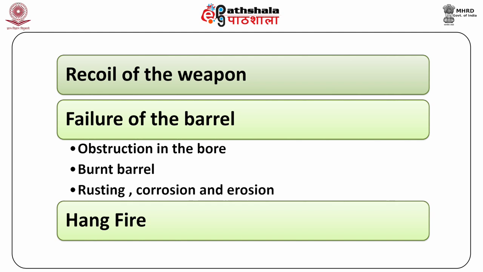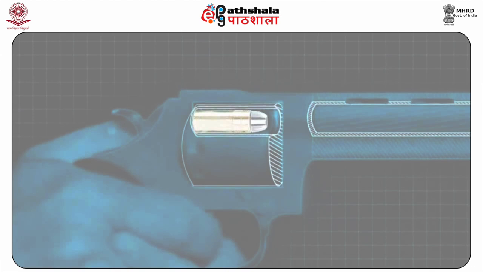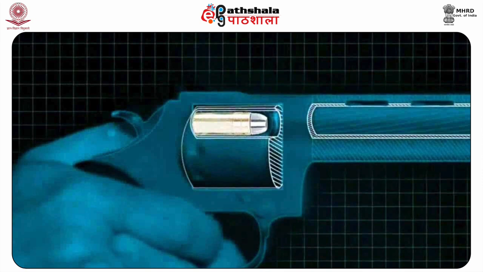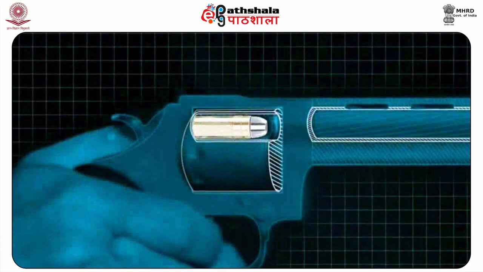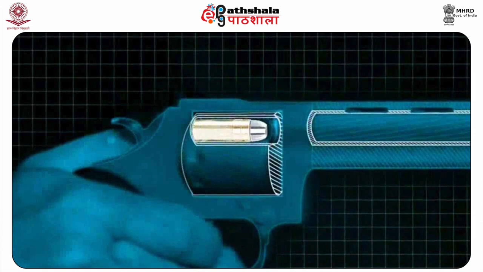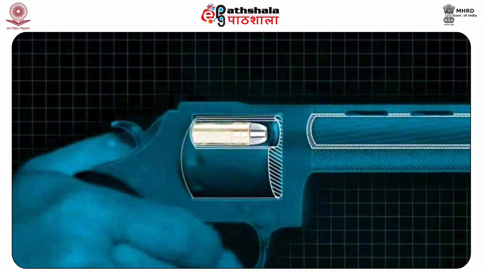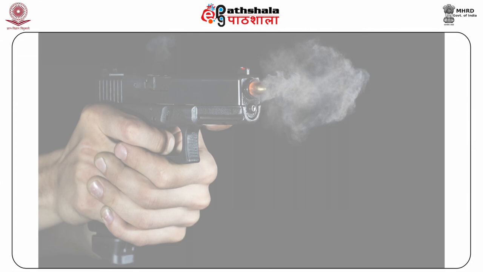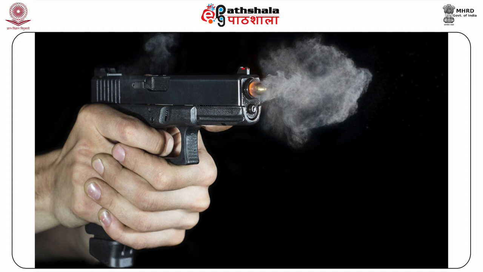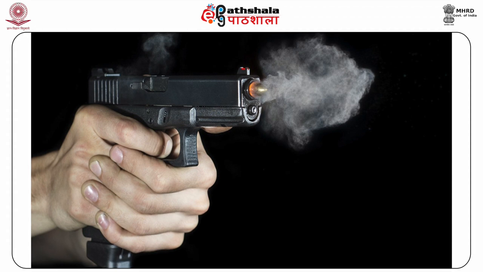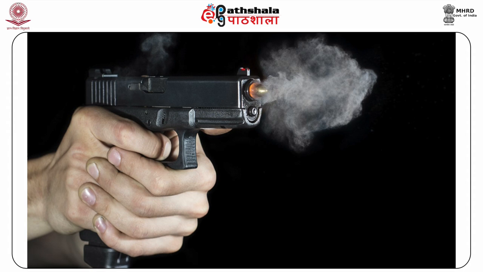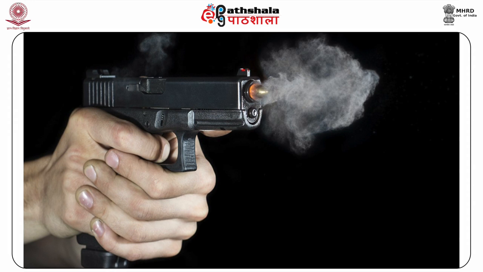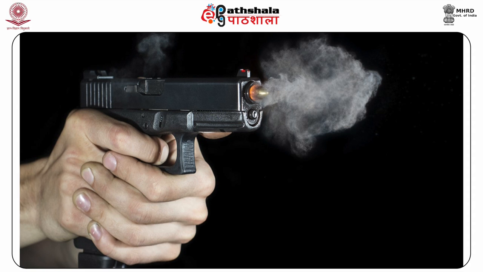Recoil of the weapon. The phenomenon of backward push of the weapon is called recoil, and kick is the effect of the recoil. When a cartridge gets fired, the propellant burns and produces a large volume of gas which exerts pressure in all directions within the combustion chamber. The pressure on the base of the bullet propels it out of the bore. The pressure on the side expands the case until it is a tight fit against the chamber wall, and the pressure on the base of the cartridge case makes the whole weapon move in the backward direction and the shooter gets a kick.